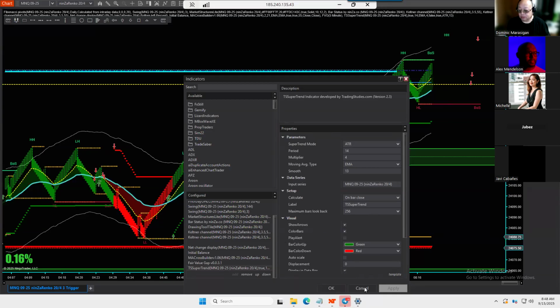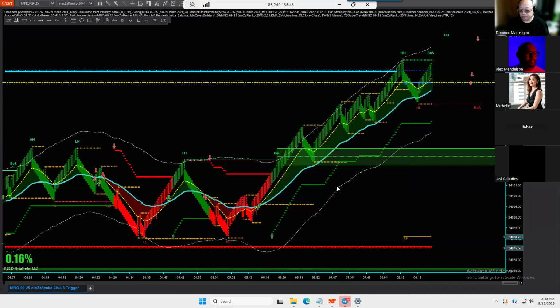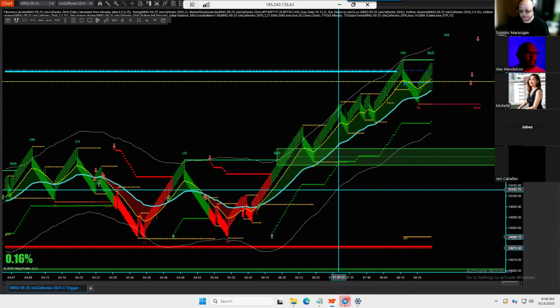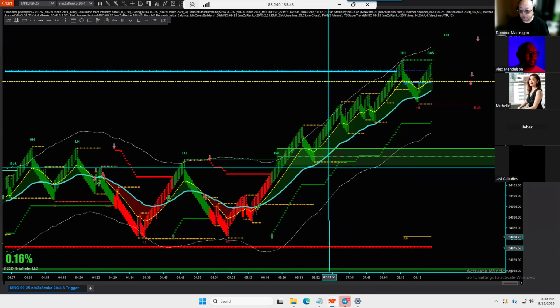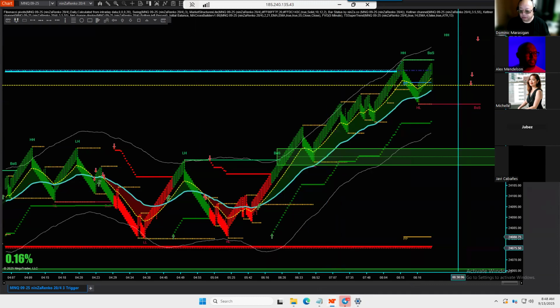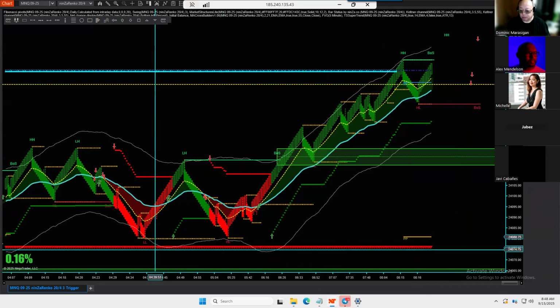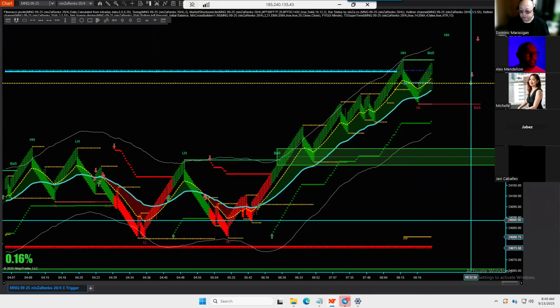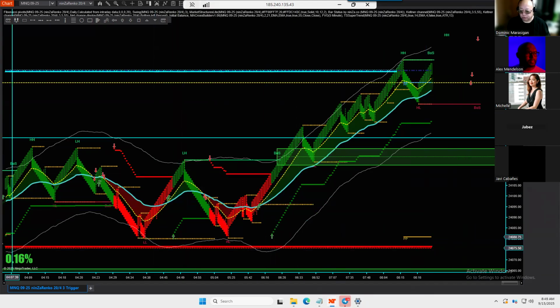Now you have the arrows here. You see several arrows here, and that's what I meant by confirmation. You have an arrow here. Down here, green arrow, right? Because that's basically flipping the, it's hitting the super trend, right? So that's why it produces that green arrow.